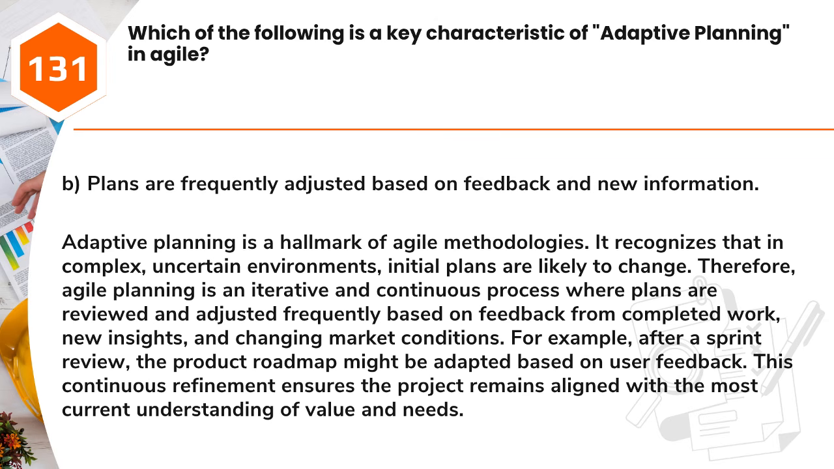Answer: B. Plans are frequently adjusted based on feedback and new information. Adaptive planning is a hallmark of Agile methodologies. It recognizes that in complex, uncertain environments, initial plans are likely to change. Therefore, Agile planning is an iterative and continuous process where plans are reviewed and adjusted frequently based on feedback from completed work, new insights, and changing market conditions. For example, after a sprint review, the product roadmap might be adapted based on user feedback. This continuous refinement ensures the project remains aligned with the most current understanding of value and needs.